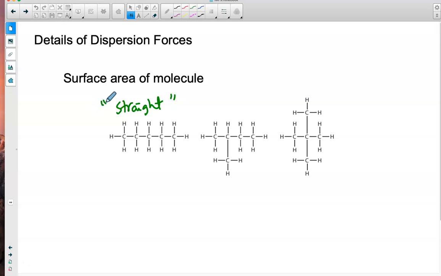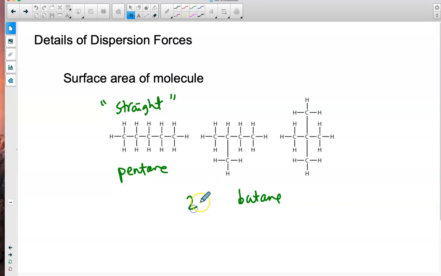And I put that in quotes because it's not really straight. Remember, the carbons are all tetrahedrally bonded to each other, but they're all bonded in one long chain. So this is pentane with the 5 carbons all bonded to each other in a chain. Then this next molecule, I've taken one of those carbons and I've put it on an interior carbon. So this is actually a butane. This is an isomer of pentane.